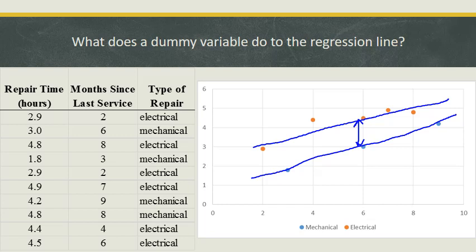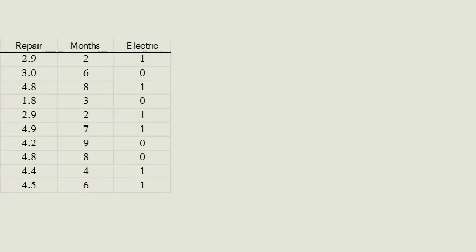Repair type has two possible categories, mechanical or electrical. So we only need one indicator variable. We need to choose one of the categories, so I'm going to pick electrical. So I'm going to make a variable that equals 1 if the repair is electrical and 0 otherwise. And here is the data after making the change to the indicator variable.